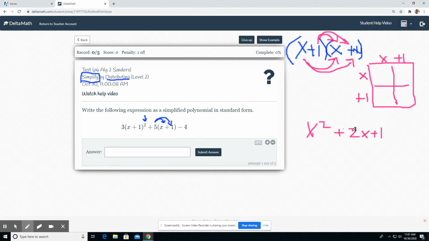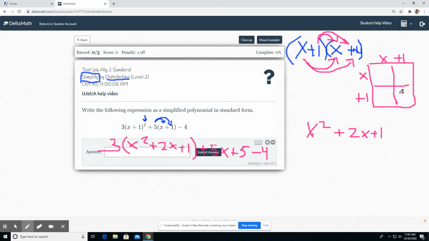So you should have done this in the past, and I can go over it if need be. Just let me know during class, and I can go over it, but that's how we multiply our binomials. So I would rewrite this as 3 times, and I write this out instead of x plus 1, x squared plus 2x plus 1, and then plus, let's distribute that, 5x plus 5. And we still have that minus 4 at the end.